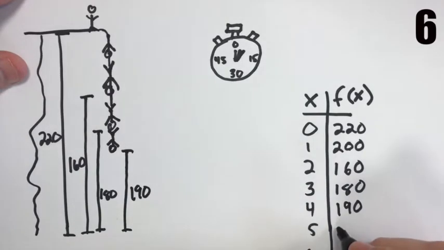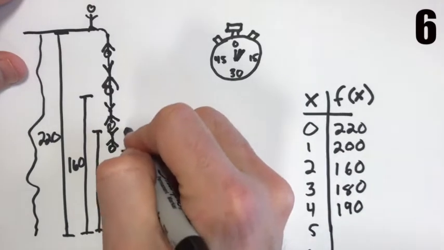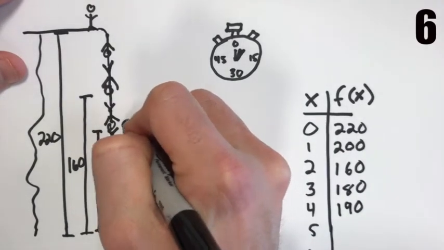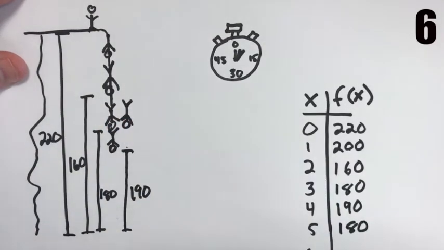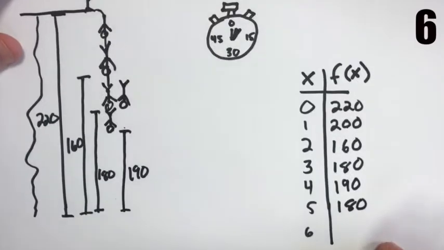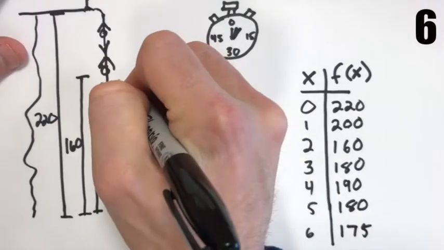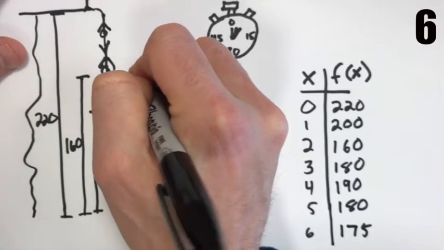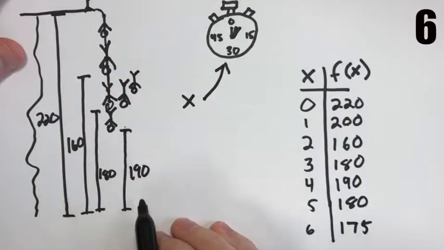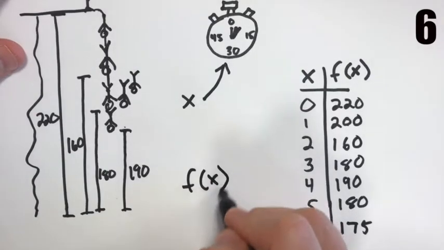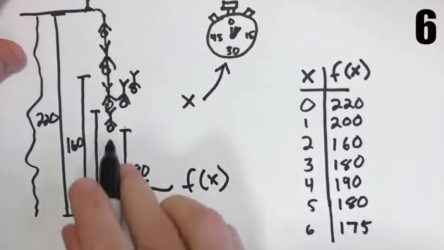And then after another second, they must be bouncing back up. They're shooting back up to 180. And last but not least, after 6 seconds, they're back up to 175. So they're up a little higher. So if x again is the time and f of x is the height off the ground.